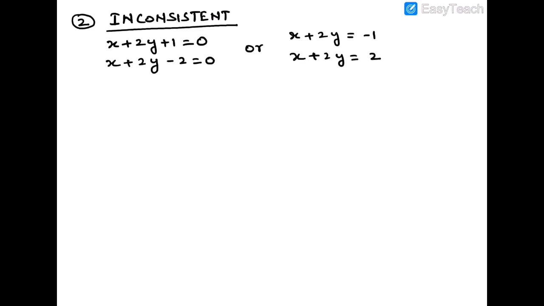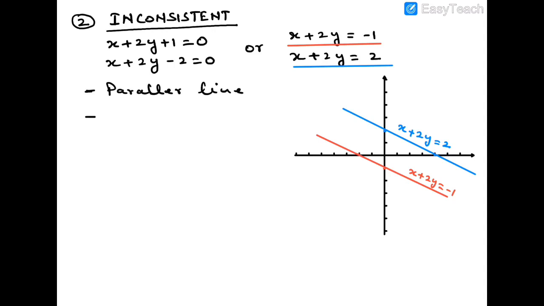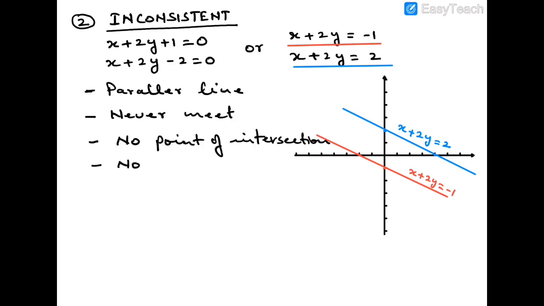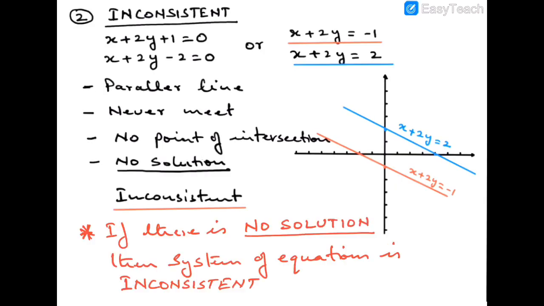So on the xy plane, this red line represents x plus 2y equals minus 1, and this blue line is x plus 2y equals 2. As we can see, these two lines are parallel lines, meaning they will never meet. So there will be no point of intersection, meaning no solution. Since there is no solution, it is inconsistent.